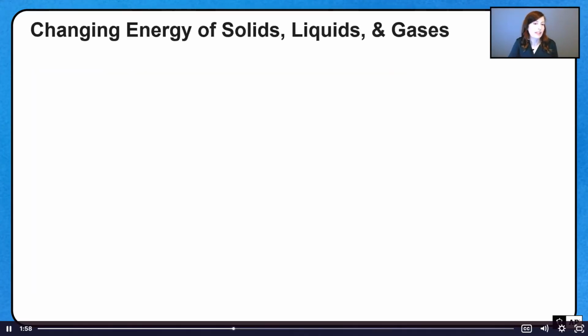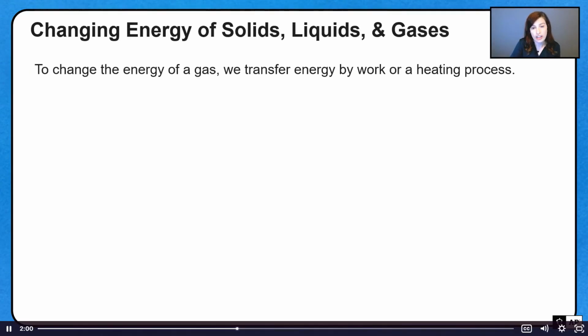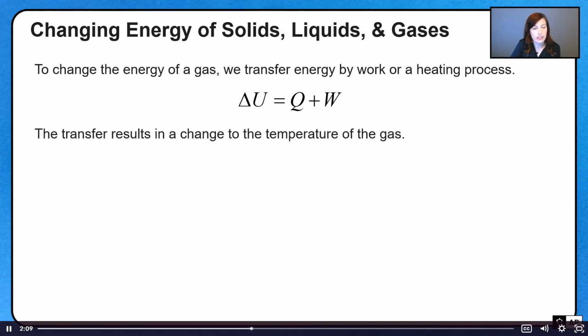So let's think about why that's happening. We already know that to change the energy of a gas, we can add or remove energy by a heating or cooling process, or by doing work on the gas. The result of that energy change is a temperature change. So temperature change is also proportional to heat and work.